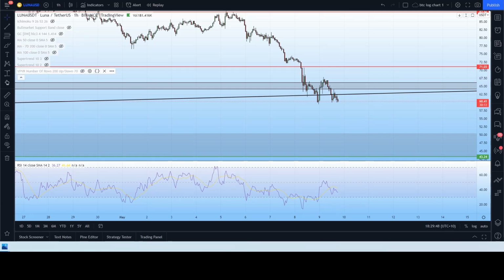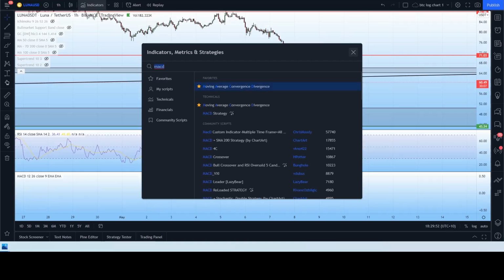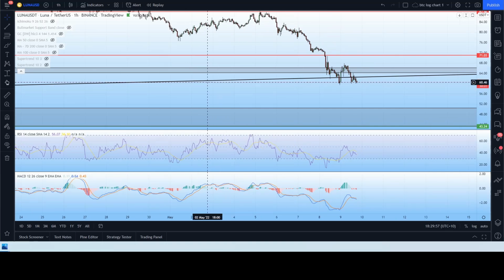So let's take a look. We'll get rid of that one. We'll go ahead and bring up the MACD as well. And the MACD and the RSI, what are they telling us? So the RSI isn't telling us much. It is telling us we're kind of pushing through oversold territory, and this is a bearish thing.